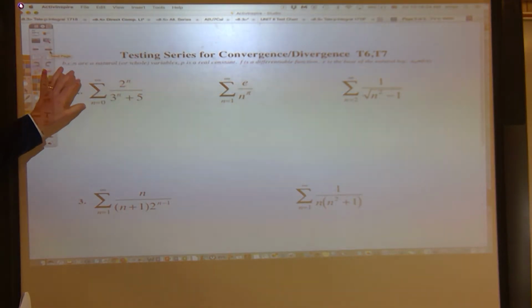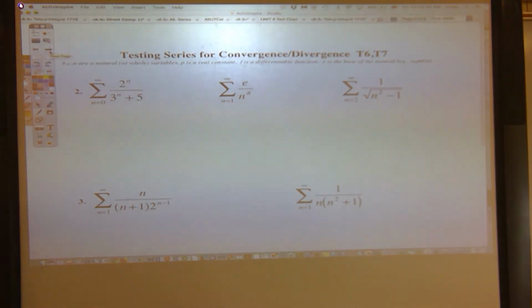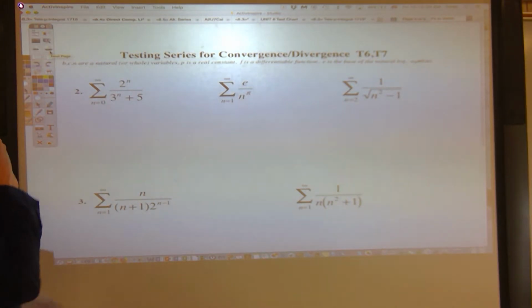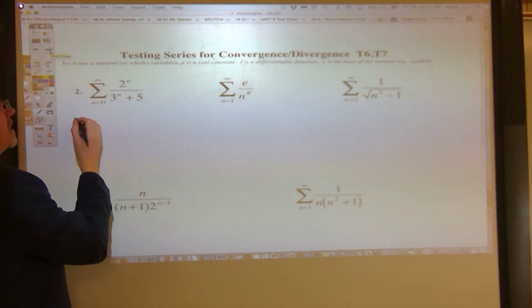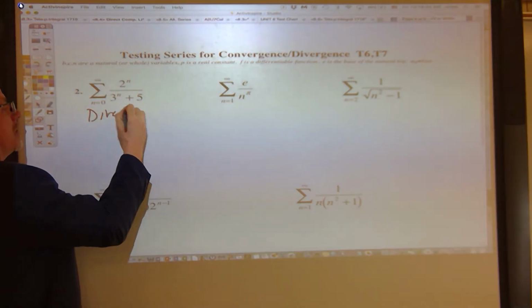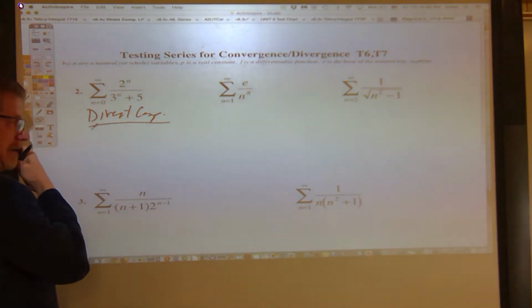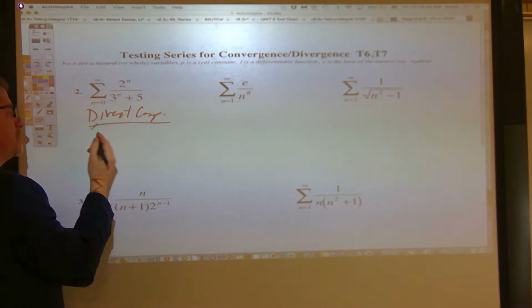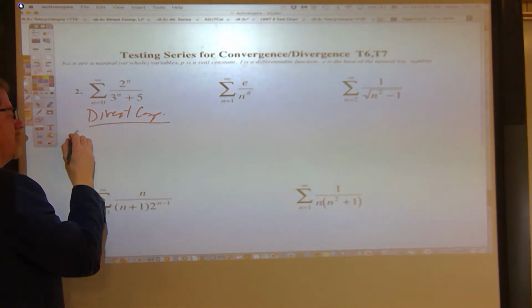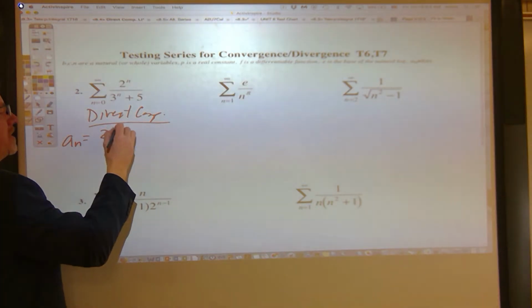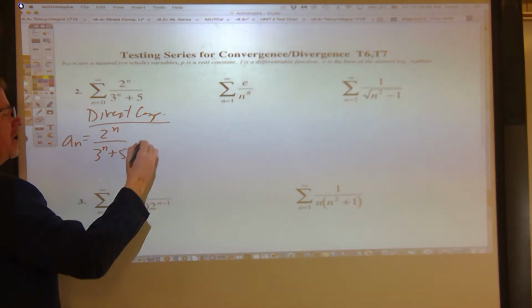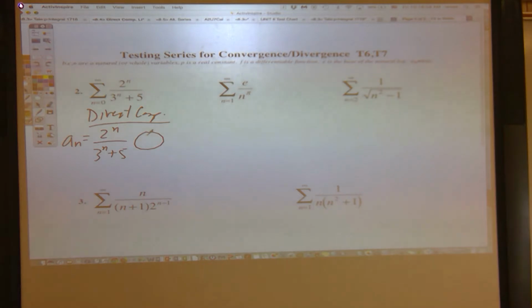Here's some more examples. By the way, interestingly, for direct comparison, let's just think of what the comparisons would be. Let's just practice picking things out of thin air. We got a sub n equals 2 to the n over 3 to the n plus 5. What function would you be inclined to pick out of thin air to compare this to? 2 to the n over 3 to the n?